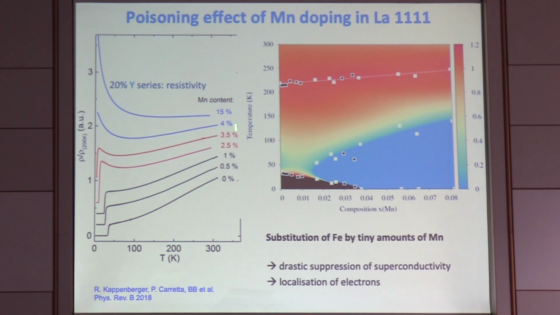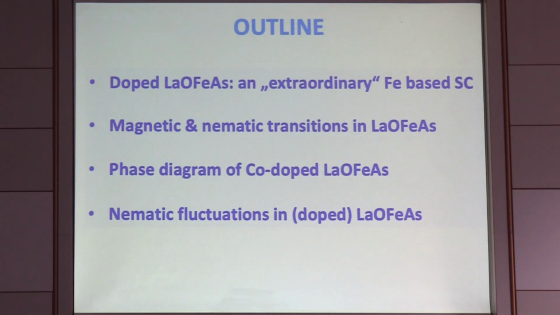So you see, adding manganese, you go from a superconductor with a high TC to an insulator, and this is already a few percent. So this is really, I think, an extraordinary system. So now let's have a look at the magnetic and the nematic phase transitions in this system.